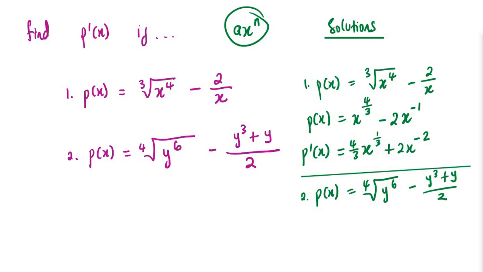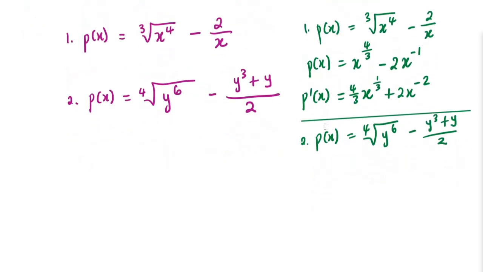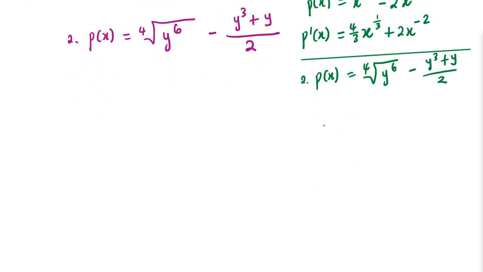Now for this one, firstly, I'm going to write it here, right? So there you're going to want to write it as y to the power of 6 over 4, right? And then here on this part, guys, you're going to have to split. This denominator is going to have this, and then this is going to be having that. So you're going to have minus y cubed all over 2 minus y over 2.